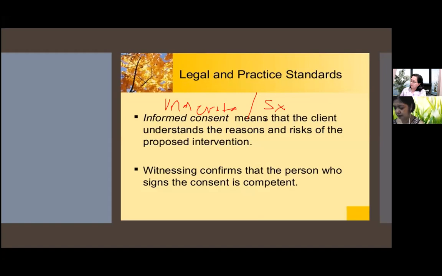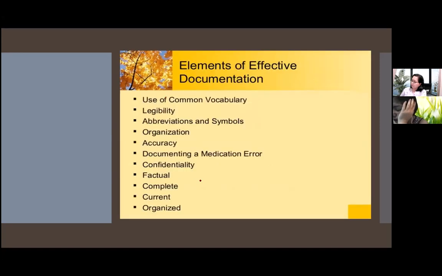Okay? So when you say informed consent, it means that the client understands the reasons and the risks of the proposed intervention. Like for example, yung mga nababakuna for COVID, di ba before tayo mabakuna, merong informed consent doon na anything that will happen, the municipality will not be held liable. Okay? So dapat bago ka pumirma, naintindihan mo. Kasi kapag pumirma ka lang, that is the downside. Okay? Then, witnessing confirms that the person who signs the consent is competent. So when you say competent, the patient is able to read, understand, and comprehend whatever is written on the informed consent.